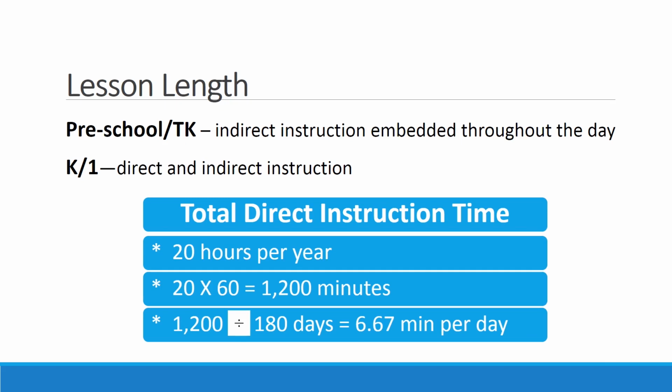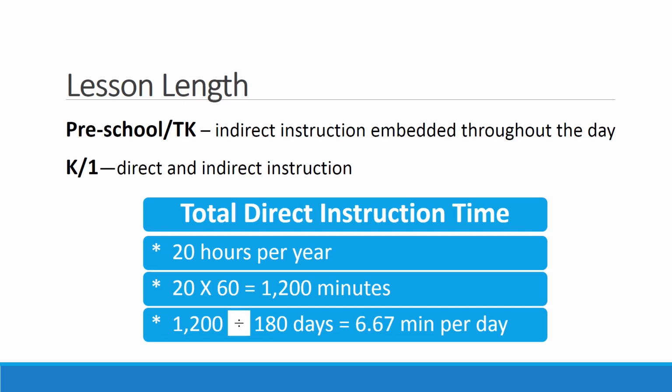the year. The recommendation for preschool and transitional kindergarten is to embed phonological awareness activities throughout the day using indirect activities. In kindergarten and first grade, students should receive about 20 hours per year of direct instruction. This ends up being about a half an hour a week. Of course, more will be needed for students who show deficits.